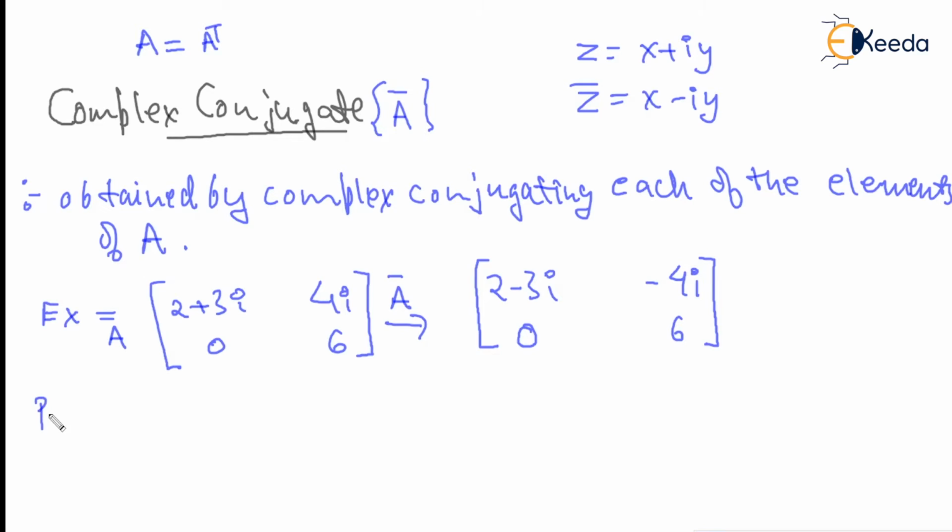Now what if we conjugate the matrix twice? Like if we had conjugated this z twice, we would get the conjugate of x minus iy, which will become x plus iy. Similarly, if you conjugate a matrix twice, you'll get the matrix itself.